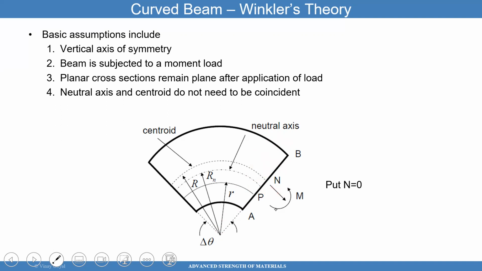Winkler assumed that the beam is subjected to moment loads, that this plane stays planar, so it doesn't come out of the page, and that the neutral axis and centroidal axis don't have to be coincident. It's also assumed that the strain distribution through the thickness is linear. That's an assumption that's also made in this theory.